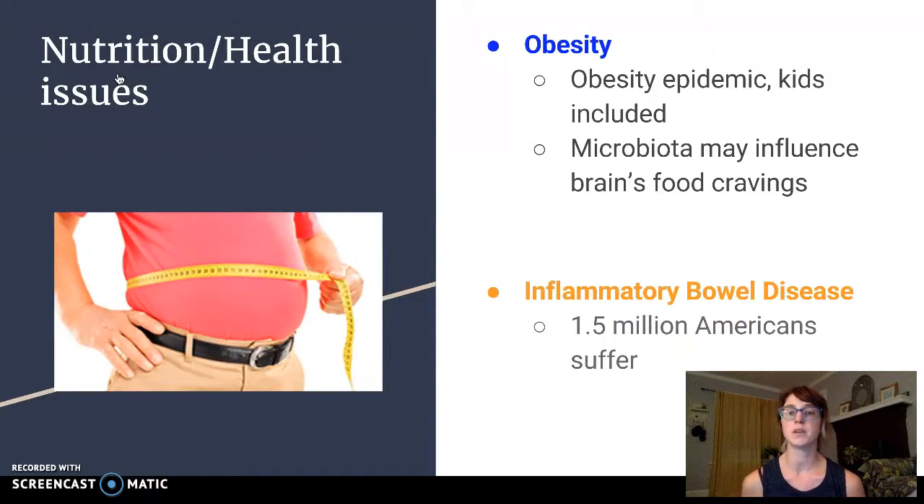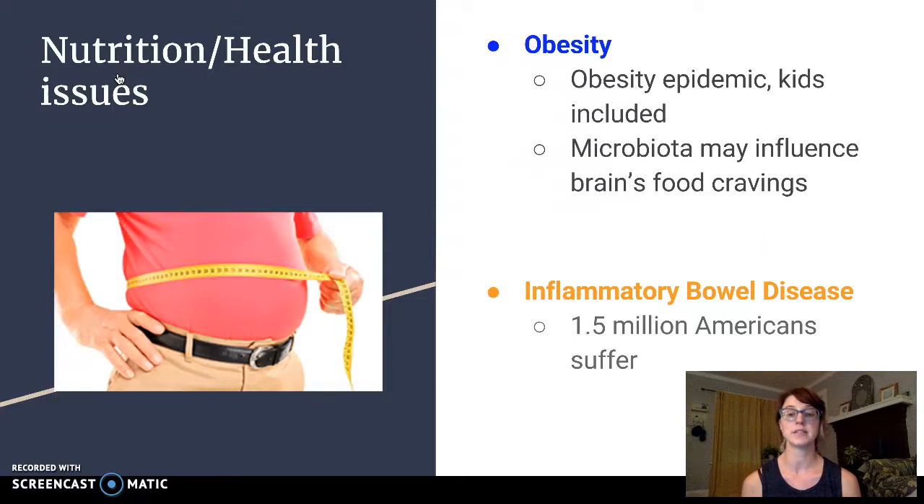So with obesity, we know that it's an epidemic, and that it's a worldwide epidemic. And especially in our country, our obesity epidemic with kids is a really big issue. And the microbiota may influence the brain's food cravings. So that's another thing, like I said before, with the gut-brain axis, how our microbiota might be actually influencing what we're craving. Are we craving foods that aren't good for us? Are we craving things that are actually going to continue to damage our microbiome?